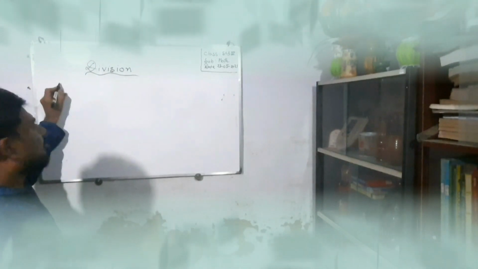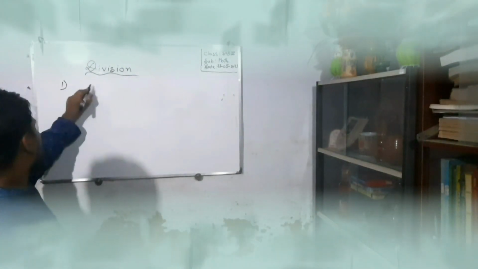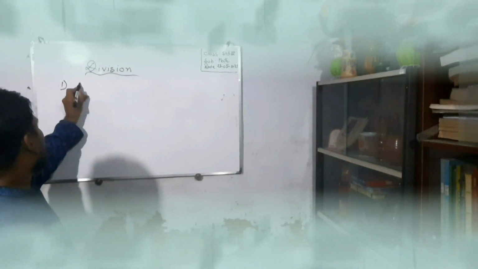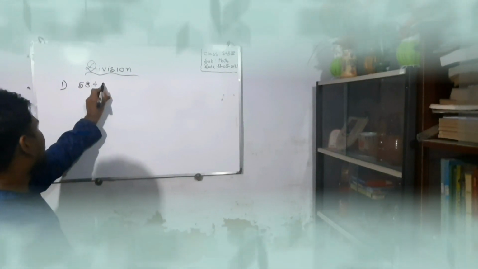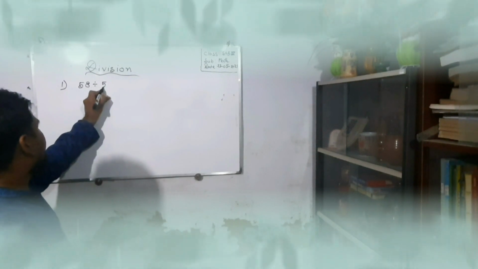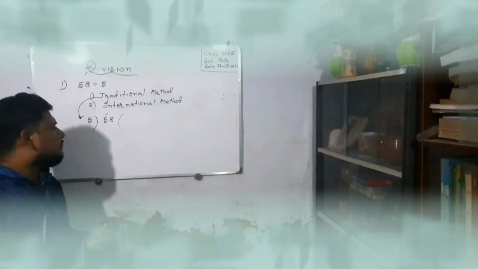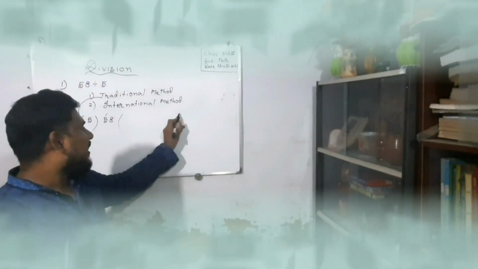Dear students, look at the board. Number 1. 58 divided by 5. So how can we solve the problem? We know the times table of 5.